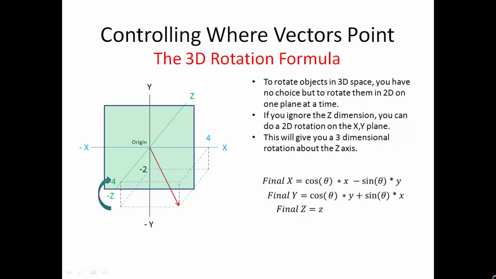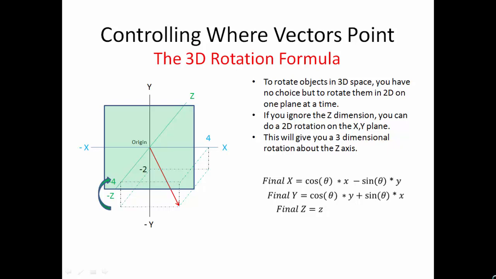So the 2D formula works here, even though we're rotating in 3D space, as long as we're rotating around this one axis. It's the exact same formula for x and y. We're just adding a z and saying the z doesn't change. And this formula works in 3D. This is the way you do a 3D rotation: you rotate around the z-axis. To rotate objects in 3D space, you have no choice but to rotate them in 2D on one plane at a time. If you ignore the z dimension, you can do a 2D rotation on the xy plane. This will give you a three-dimensional rotation about the z-axis.